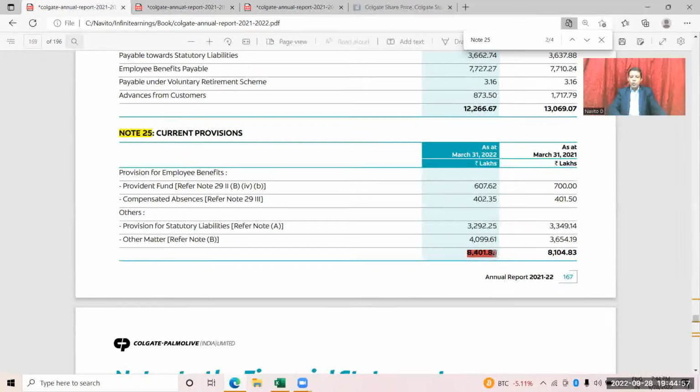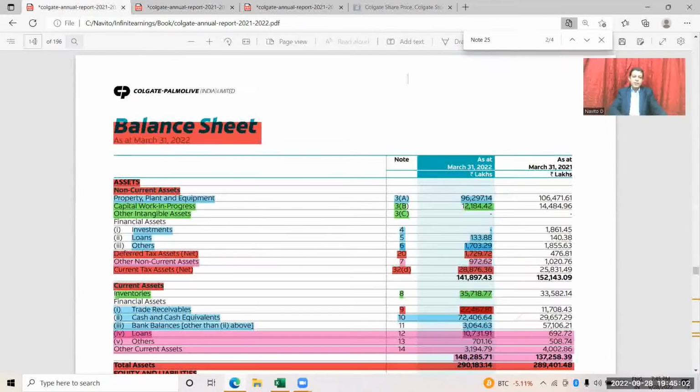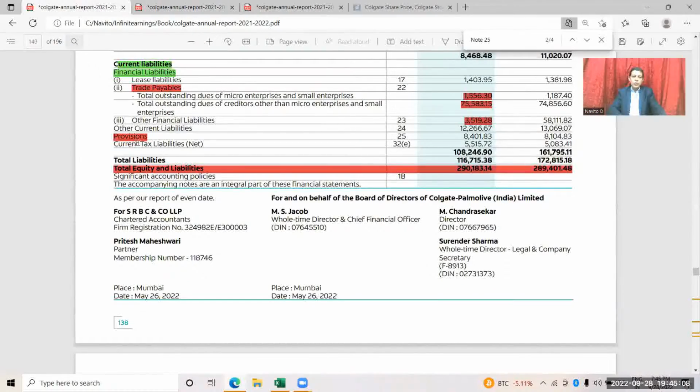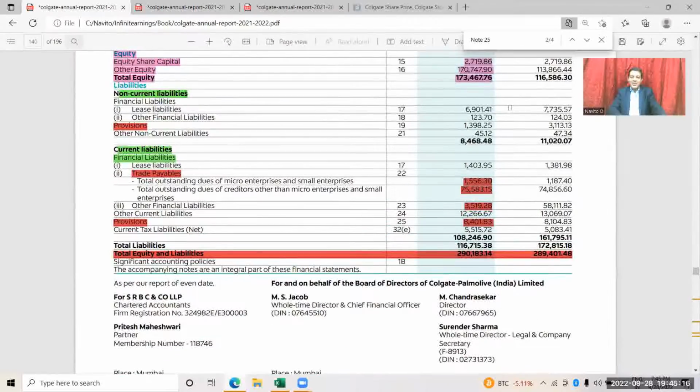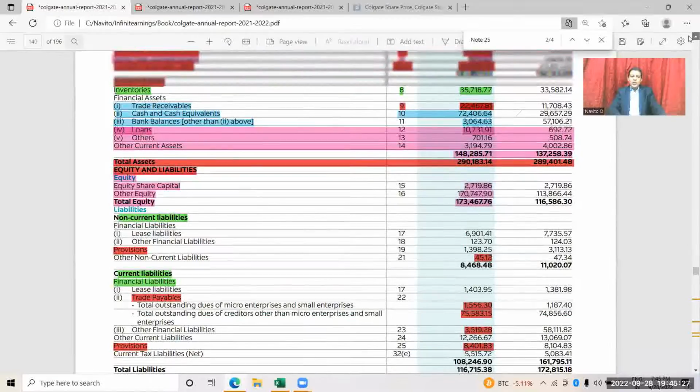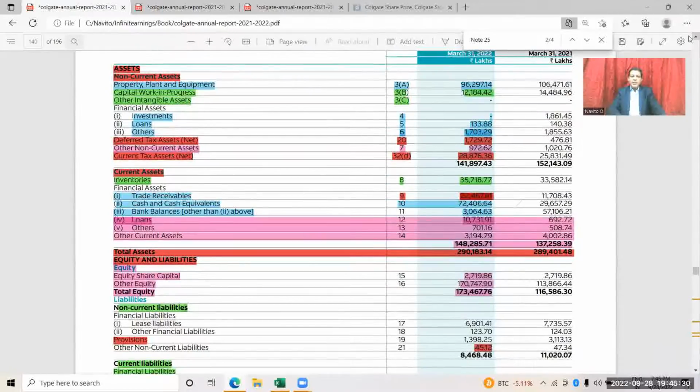So 8401.83 is a current liability, current provisions. So if we go into current provisions, so we see current provision 8401. This was the large amount, that's why we remember. And the non-current provision was a very small amount, 45.12 is what we recollect. So now that we have covered the balance sheet, we have understood each and every line item within the balance sheet. We have seen how to read the details of each and every line item of the balance sheet again.